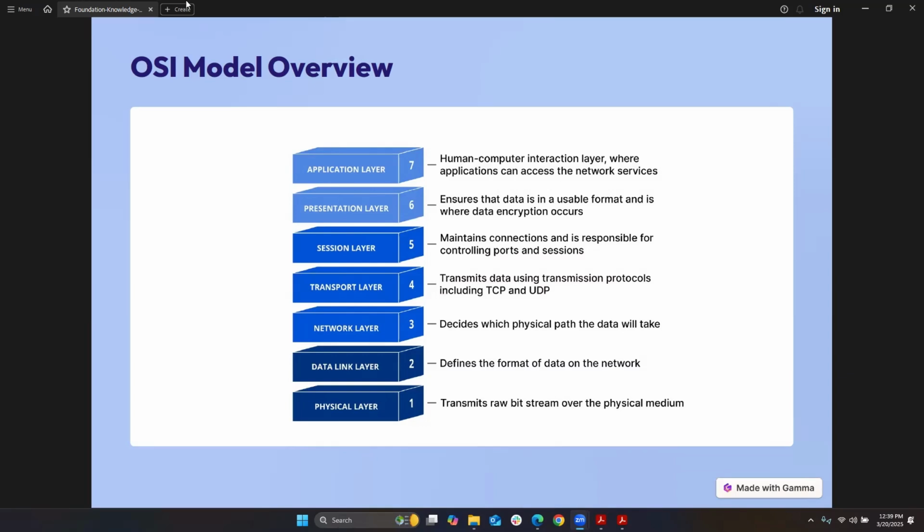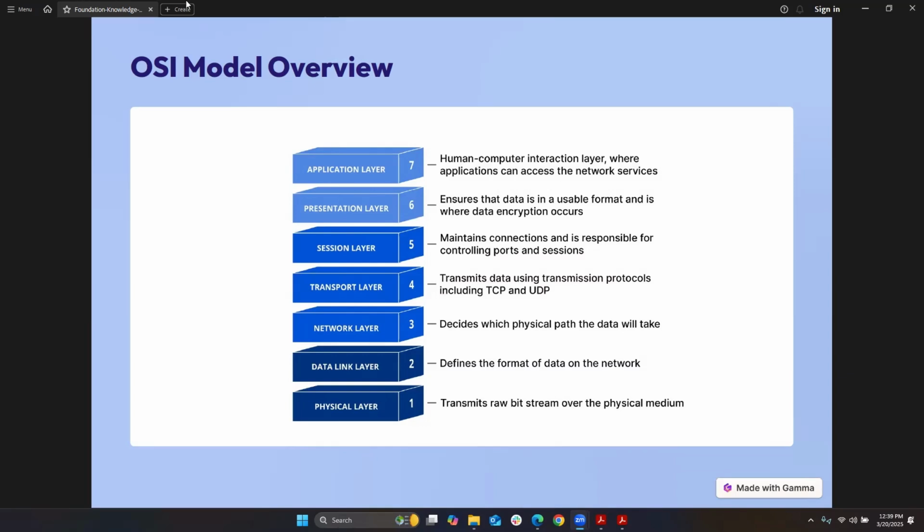The next layer is the data link layer. It structures the data into frames and ensures error-free transmission between two directly connected nodes. For example, MAC addresses and network switches. The last layer is the physical layer. It is the foundation of the OSI model. It is responsible for transmitting raw bits over a physical medium like cables and wireless signals, for example, Ethernet cables, fiber optics, or Wi-Fi signals.